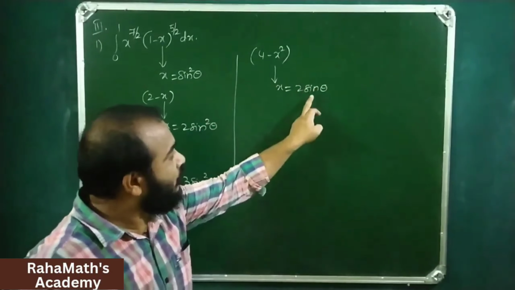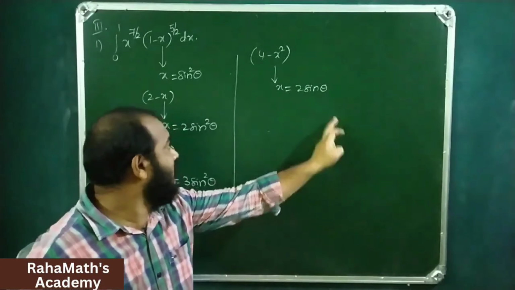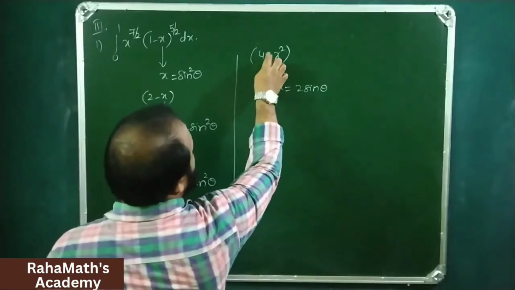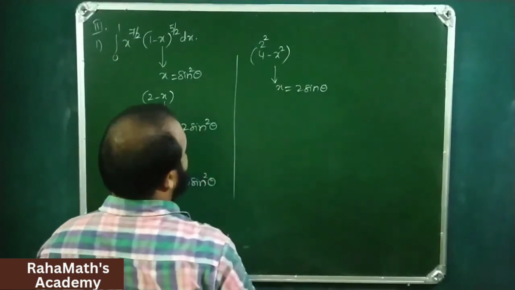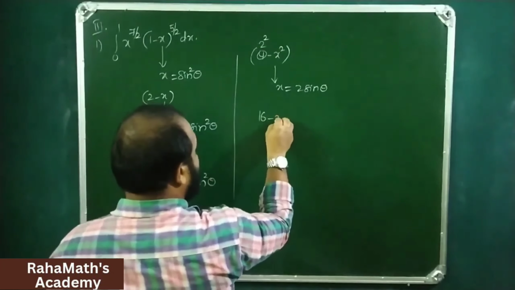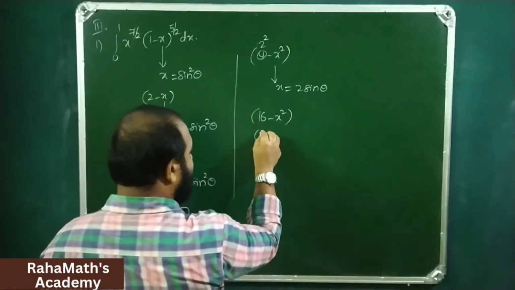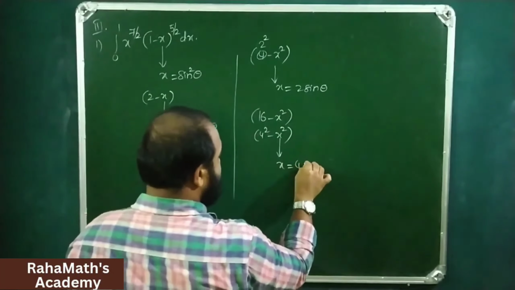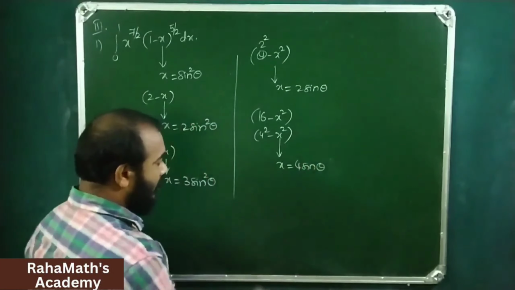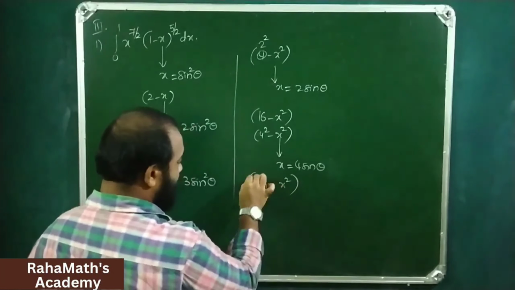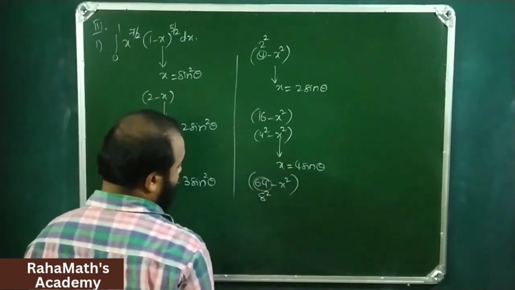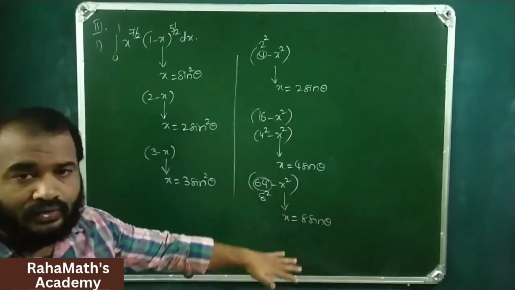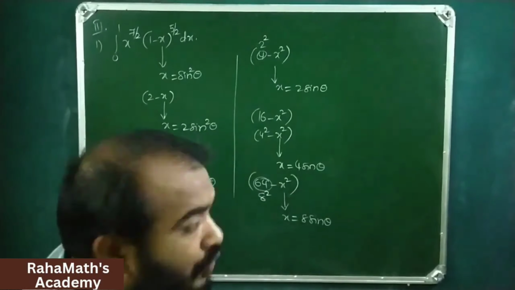If square is there, square is to be avoided. So if no square is there, square has to be taken because 4 is 2 square, no? So that is why 2 sine theta. Otherwise, if 16 minus x square is there, 16 is 4 square minus x square. Therefore x is equal to 4 sine theta is to be taken. And if 64 minus x square is there, 64 is 8 square. So x is equal to 8 sine theta and so on. This is how we have to take. Okay, now let us continue the question.